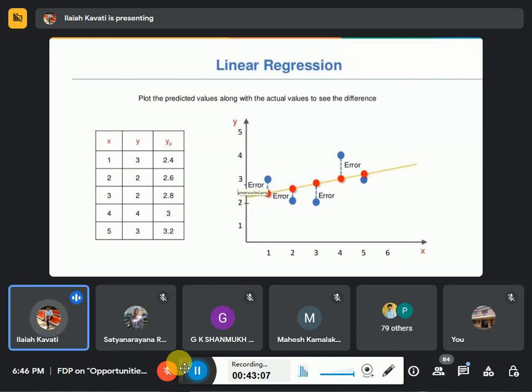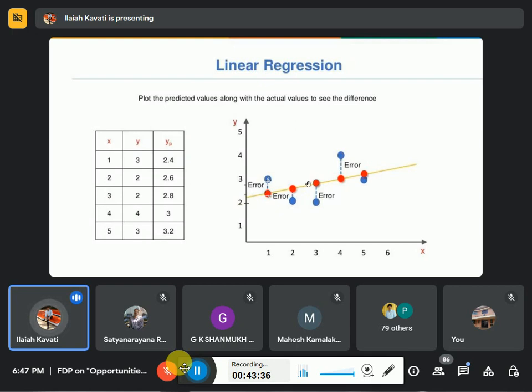But the blue dots are the original values, the existing employees' data, right? So there is a difference between the original salary and the predicted salary. That is actually called the error, right? Because this is very little data, that's why this much error is there. But if we have more data for training, the error will be a little bit less.